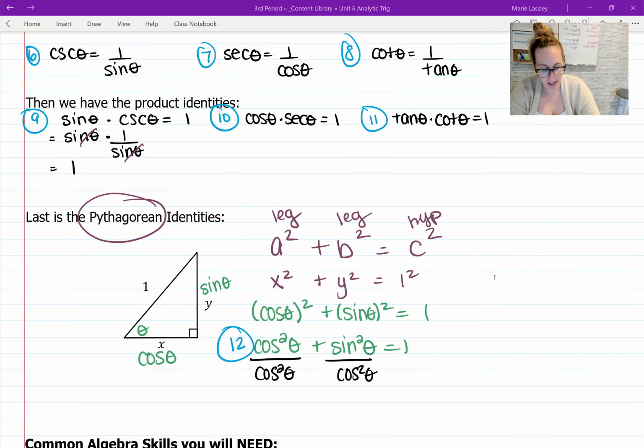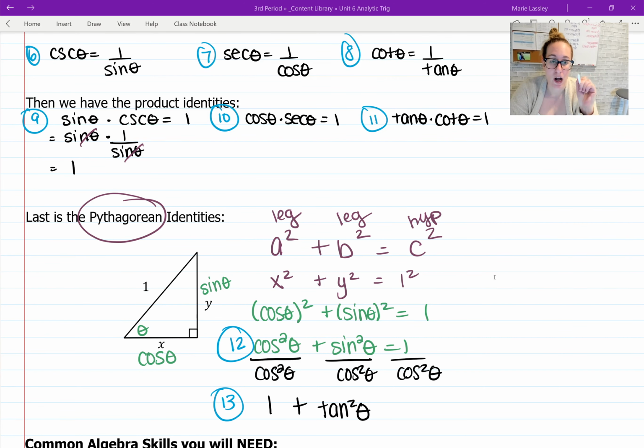All right, which brings us to identity number 13. We just simplify. Cosine squared divided by cosine squared is 1, plus sine squared divided by cosine squared. We did that above. That's one of our identities. Sine over cosine, that's tangent. And since both sine and cosine are squared, it's going to be tangent squared.